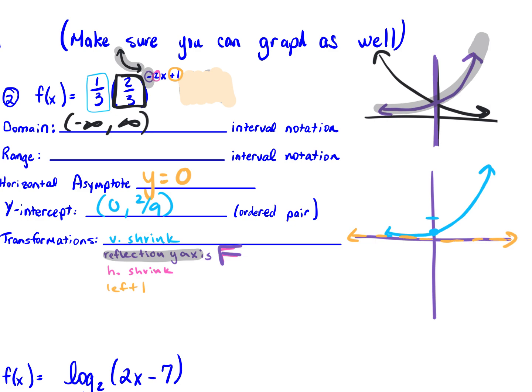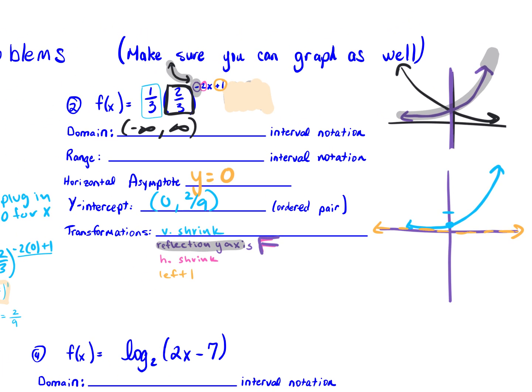Last thing, let's find our range. What would our range be? 0 to infinity. Awesome. It's always going to be the same number from your asymptote. It just depends if it's going up or down. So here our graph is going up to infinity, so from 0 to infinity.